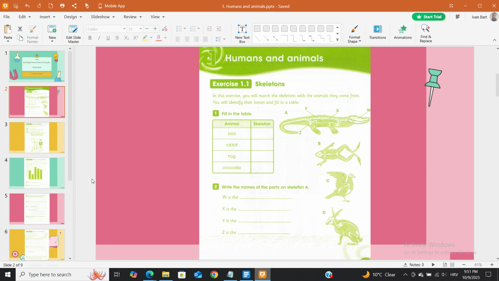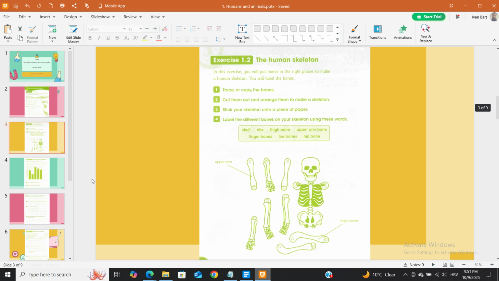Exercise 1.2 The human skeleton. In this exercise, you will put bones in the right places to make a human skeleton. You will label the bones. 1. Trace, or copy, the bones. 2. Cut them out and arrange them to make a skeleton.